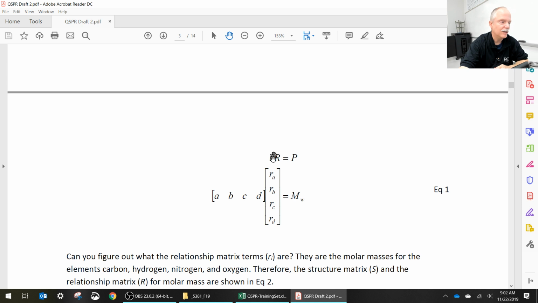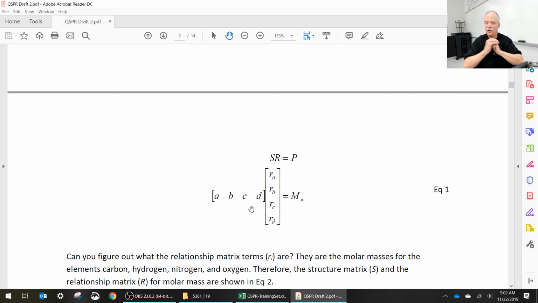So the S here is the structure matrix. It's certain numbers that are associated with the structure. In our example for CH4, it's the number and types of atoms. So carbon would be A, 1 carbon, 4 for the number of hydrogens, 0 for nitrogen, 0 for oxygen. And so we would have this structure matrix, 1, 4, 0, 0.